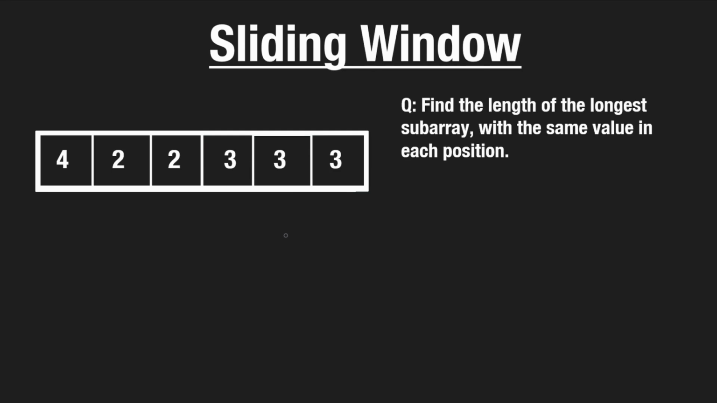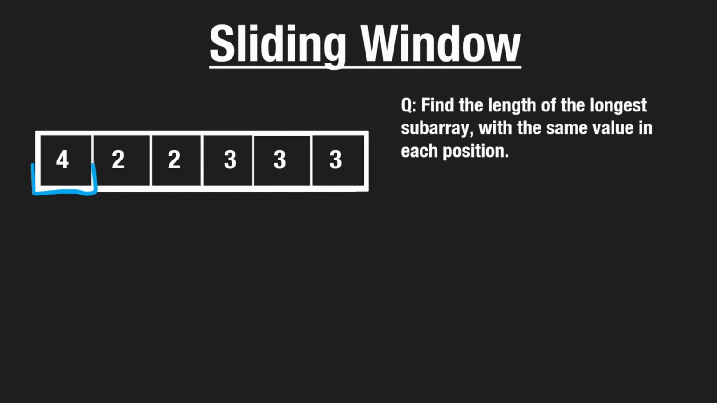So now let's look at sliding window problems where we need a variable length window. And let's take a look at a really simple example. We're given some input array of numbers. We want to find the length of the longest subarray that has the same value in each position. So essentially we're looking for the longest string of duplicates.